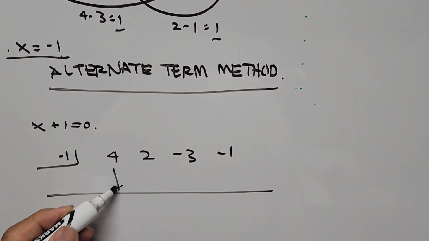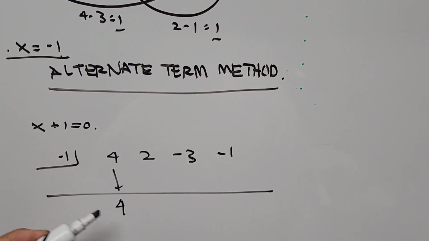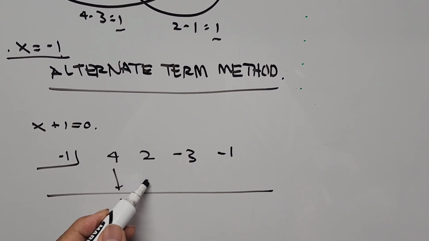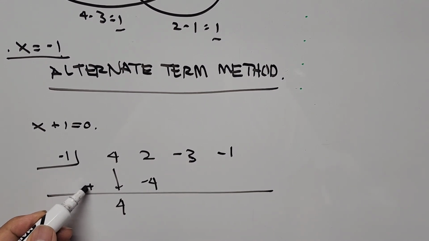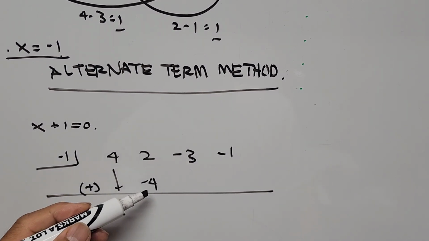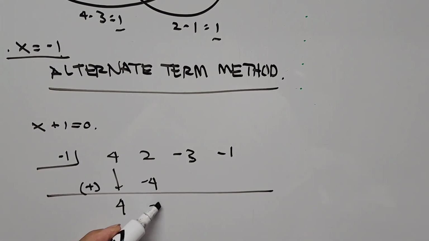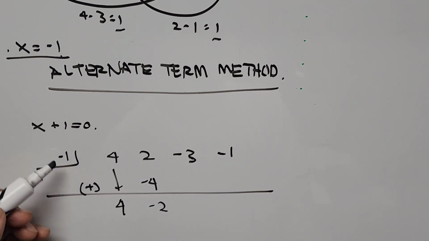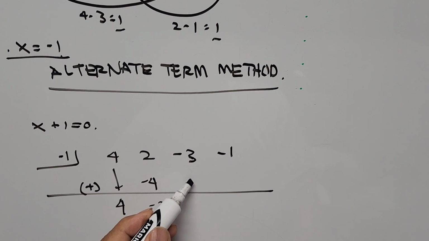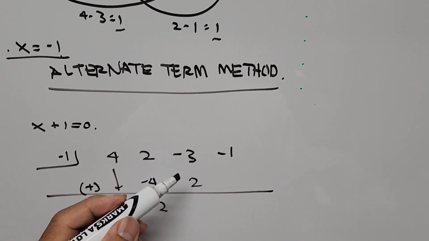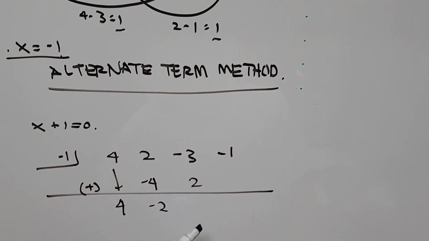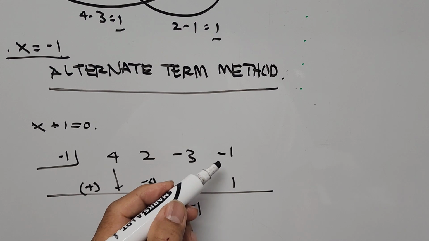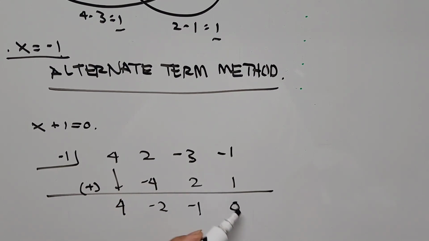First, we bring down 4. And 4 times -1 is -4. Here we're adding, so -4 and 2 is -2. Multiplying it by -1, that will be +2. And adding this to -3, that's -1. Multiplying this by -1, that will be +1. -1 plus 1 is 0. Remainder 0.